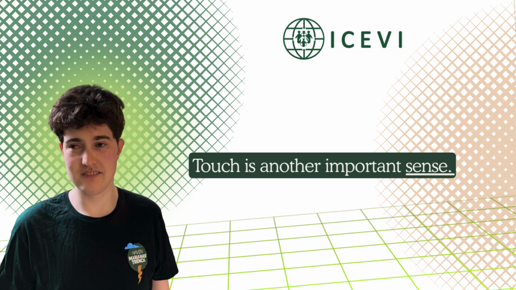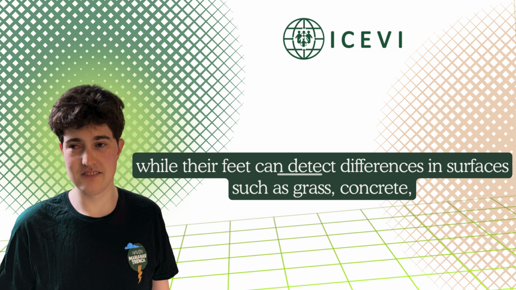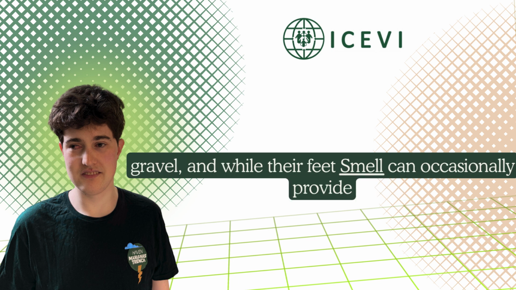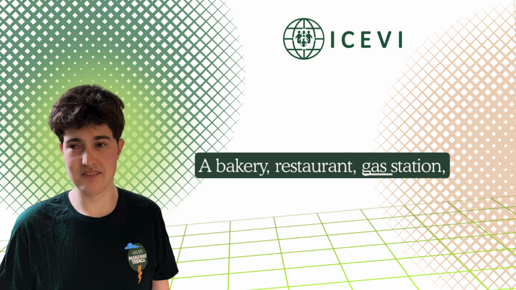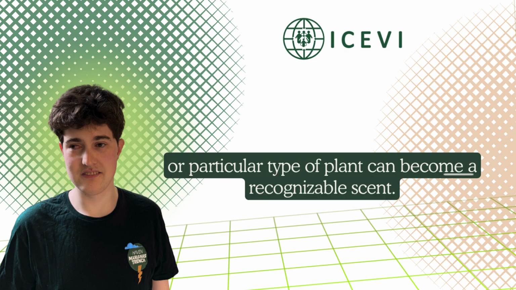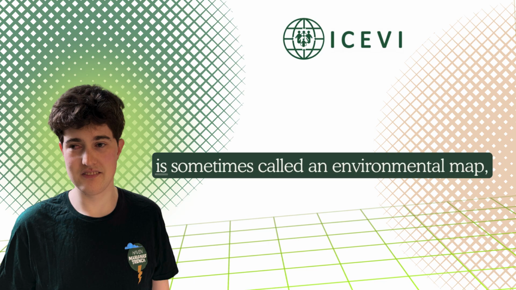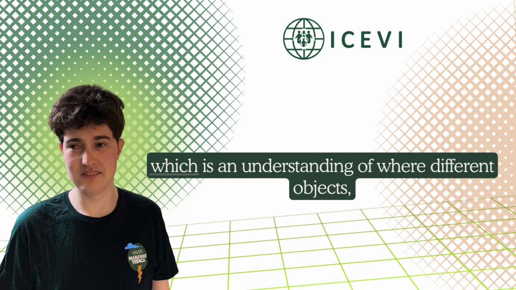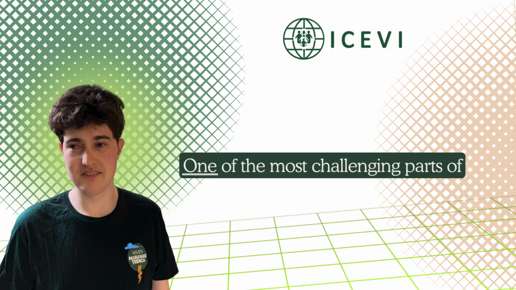Touch is another important sense. The traveler can use the cane to identify changes in the ground, while their feet can detect differences in surfaces such as grass, concrete, gravel, or stairs. Smell can occasionally provide useful environmental information as well. A bakery, restaurant, gas station, or particular type of plant can become a recognizable scent. These environmental clues can help someone develop what is sometimes called an environmental map, which is an understanding of where different objects, streets, buildings, etc., are relative to one another.